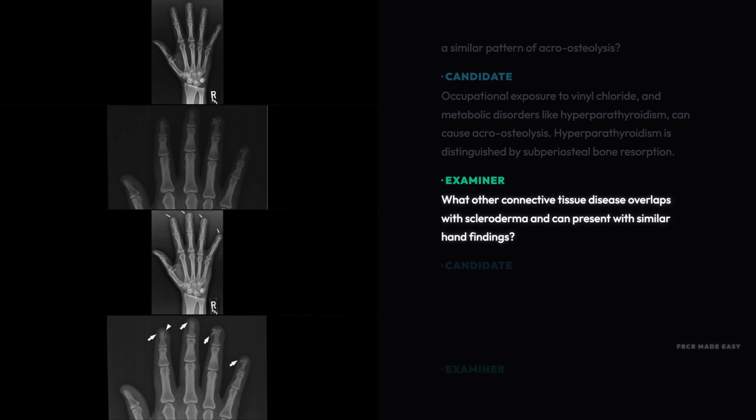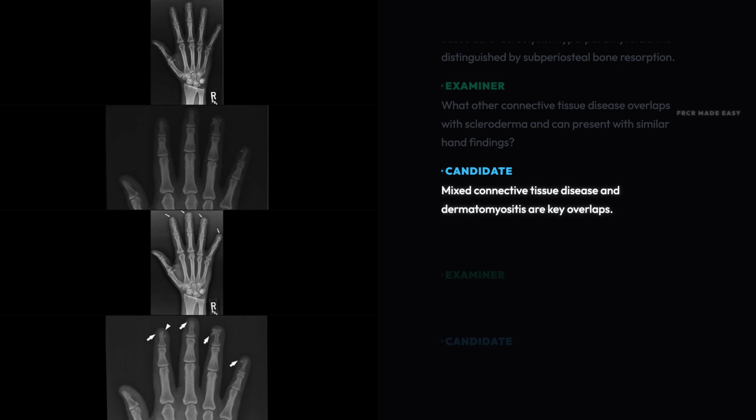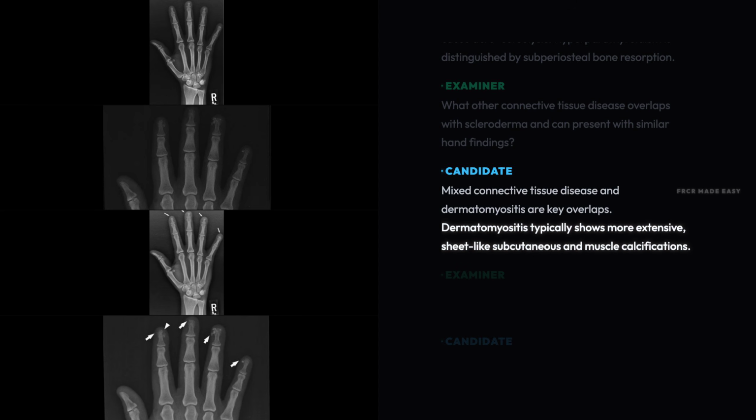What other connective tissue disease overlaps with scleroderma and can present with similar hand findings? Mixed connective tissue disease and dermatomyositis are key overlaps. Dermatomyositis typically shows more extensive, sheet-like subcutaneous and muscle calcifications.